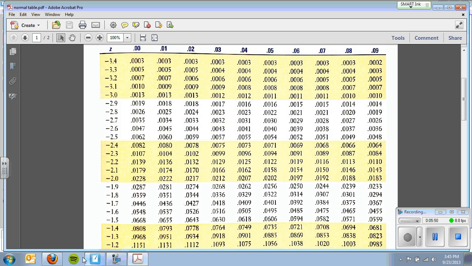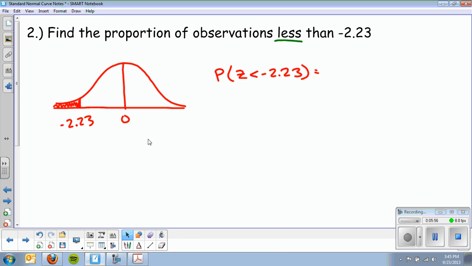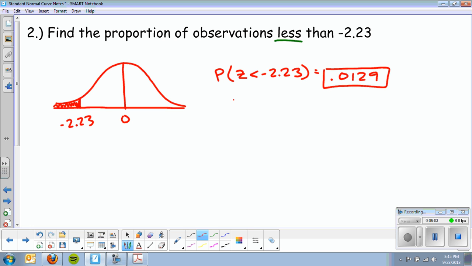0.0129. Okay, right here, 0.0129. So that area is 0.0129. Now, that's again about 1.3% if you want to think about it. And that number makes sense. This is a small area here, so a very small percentage or area makes sense with that.